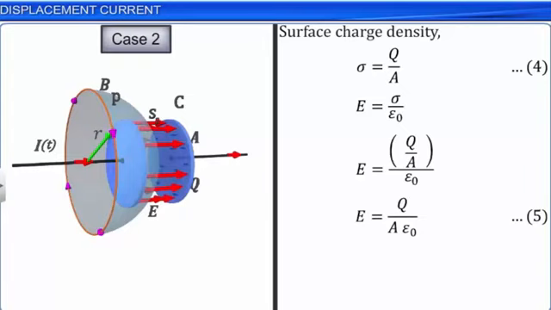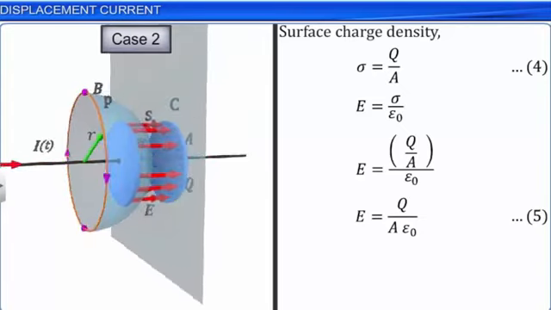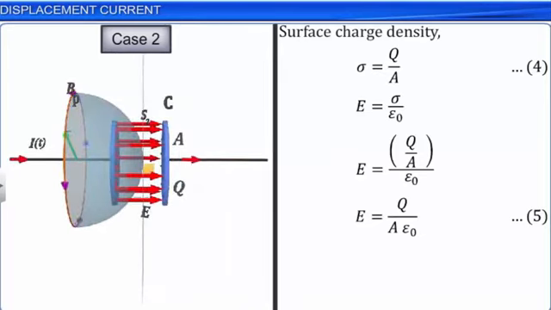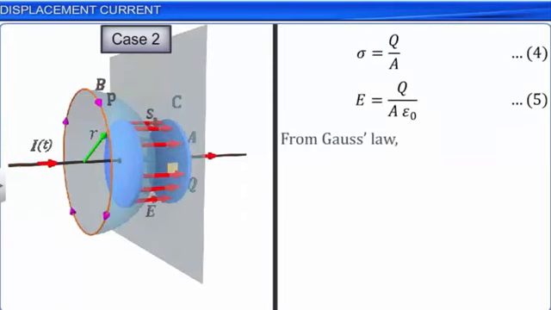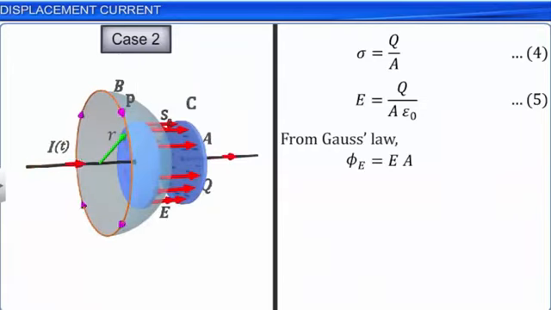Here, the electric field is perpendicular to the plane of the bottom surface of S2. Hence, the area vector of the bottom surface of S2 and the electric field are in the same direction, and maximum electric flux passes through the surface. We know that from Gauss's law, the electric flux through the surface, phi E, is equal to EA. Here, A is the area of the surface through which the electric field passes, that is, equal to the area of the plates of the capacitor.